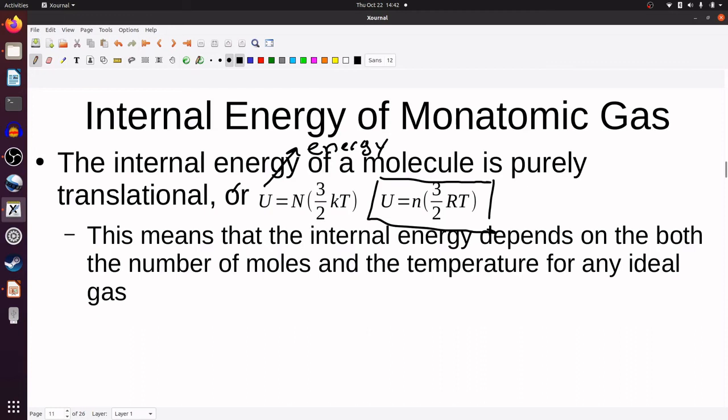Nevertheless, that's what the internal energy of our particle is. And once again, we neglect the rotational energy for internal energy because it's small and negligible. We maybe should do a problem on that.